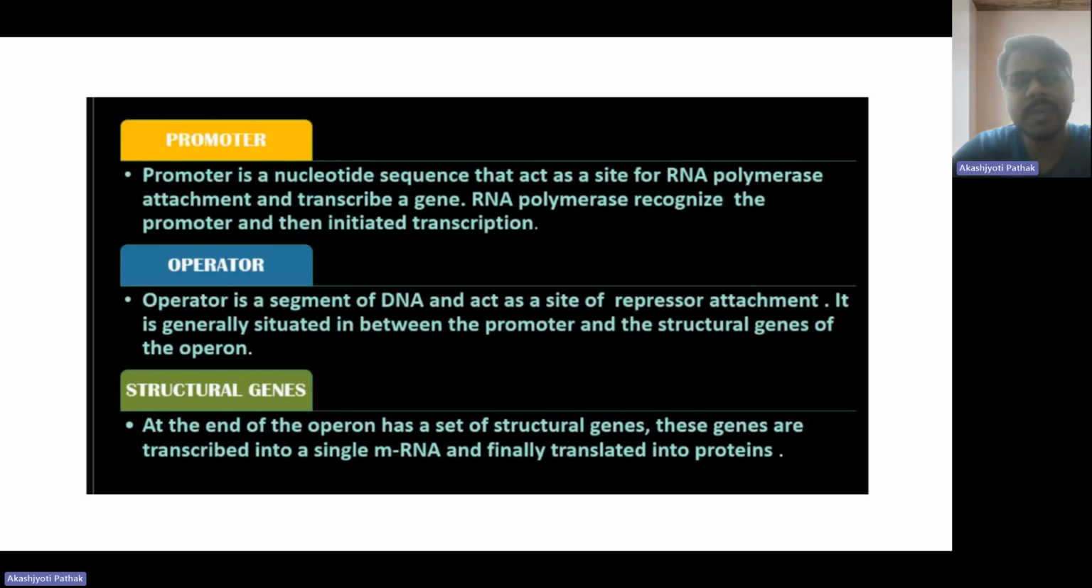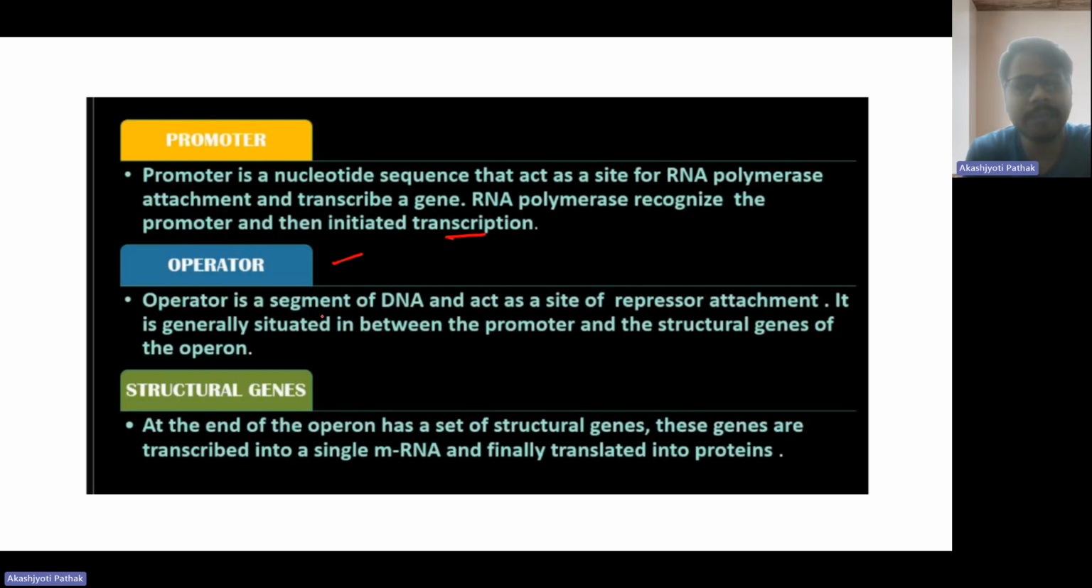So it is a DNA sequence which acts as a site for RNA polymerase binding. Following the binding of the RNA polymerase, it will transcribe the gene. And this promoter is recognized by the RNA polymerase, which then initiates transcription.